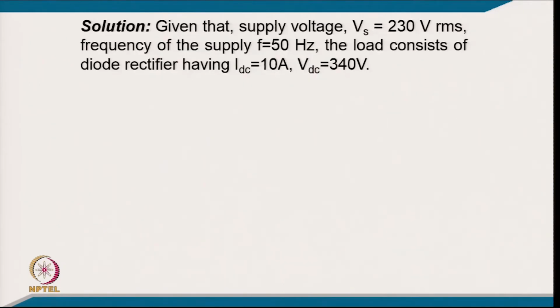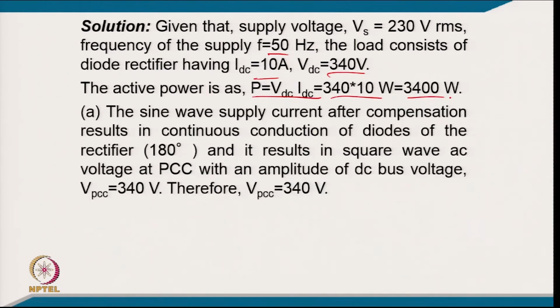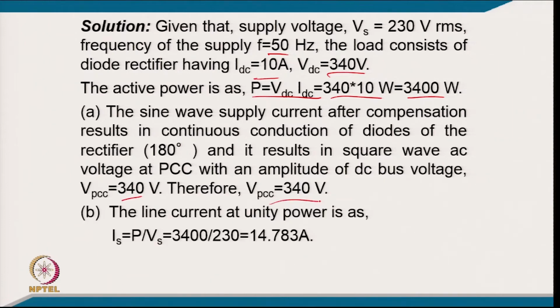Coming to the numerical part, given that the supply voltage Vs equals 230 volt and the supply frequency is 50 hertz, the load consists of a diode rectifier having 10 ampere and a DC link voltage of 340 volt. So, active power P will be VDC into IDC, which comes to 3400 watt. The sine wave supply after compensation results in continuous conduction of the rectifier diodes, and a square wave AC voltage at PCC with amplitude equal to the DC link voltage, 340 volt, and therefore the PCC RMS is 340 volt. The line current at the supply we can find out as the power divided by the supply voltage, 230 volt.